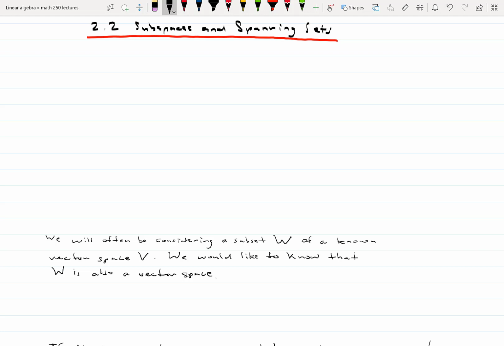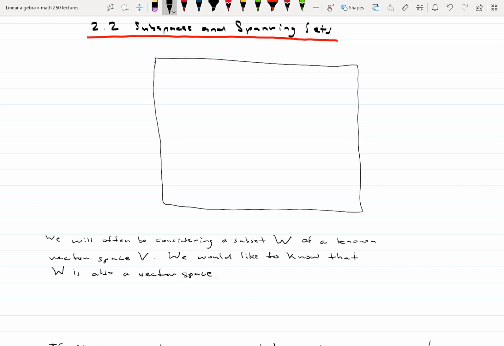So in this section and in sections upcoming, I'm going to represent sets and more specifically vector spaces with what are called Venn diagrams, or something close to Venn diagrams, just diagrams that allow me to illustrate vectors within a vector space. So let's assume that in this rectangle I have a known vector space V, and I'm going to abbreviate vector space as VS. We will often be considering a subset of V, let's call it W.